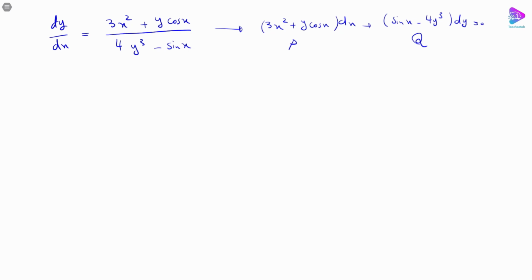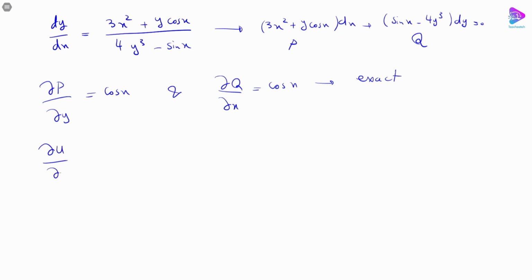So now let's do the test. Let's see if it's an exact equation. I'm just going to calculate dP over dy, which is cosine x, and dQ over dx, which is cosine x. So therefore it's exact. So now we know that there is a u function where du over dx is equal to 3x squared plus y cosine x, which basically means u is equal to x cubed plus y sine x plus f of y. We are interested in finding f of y, and then we have solved the equation.